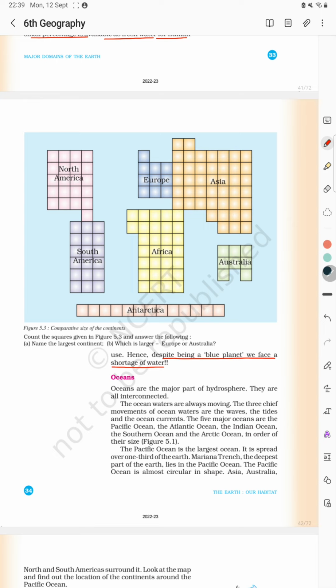Okay, so this is just an exercise. By counting the number of boxes, you can arrange the continents from biggest to smallest, and do this exercise on your own.